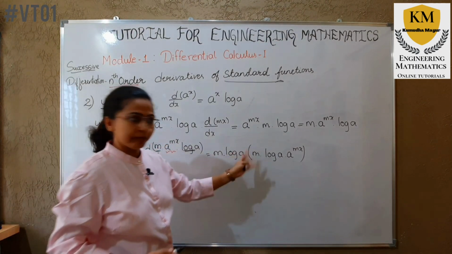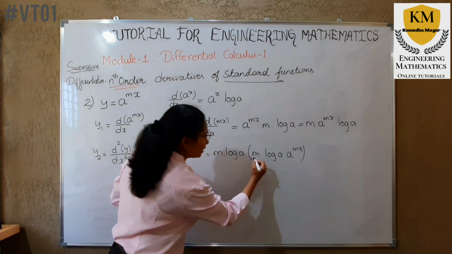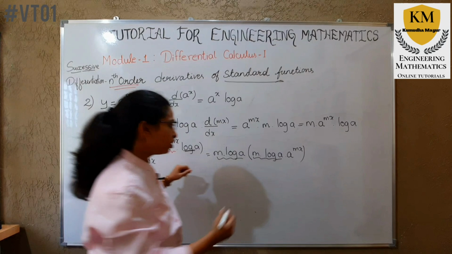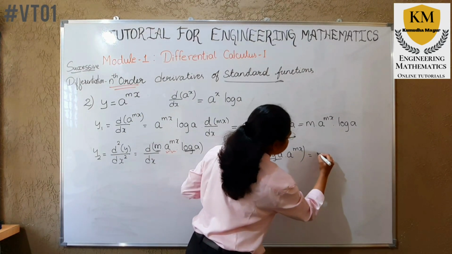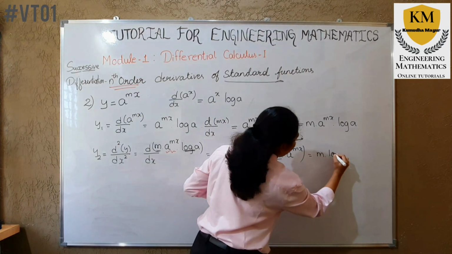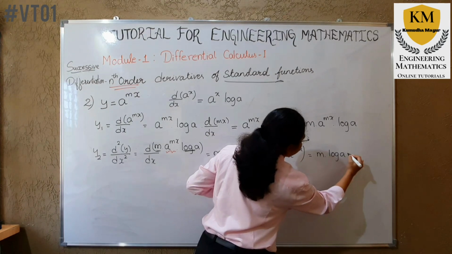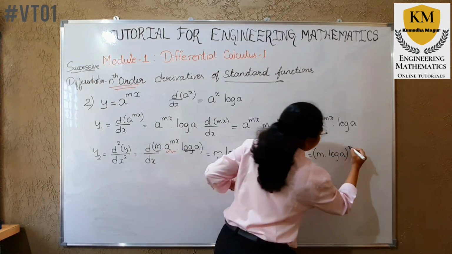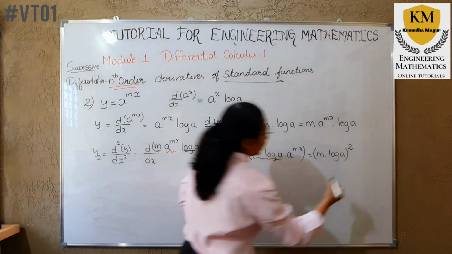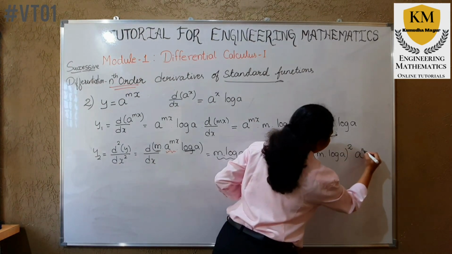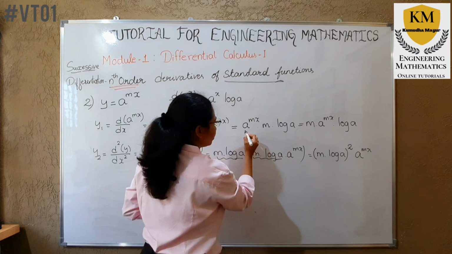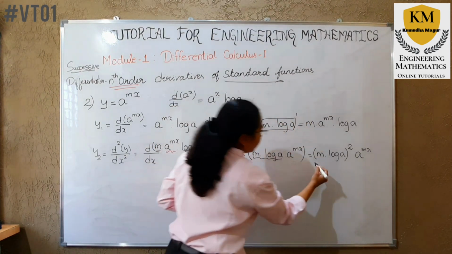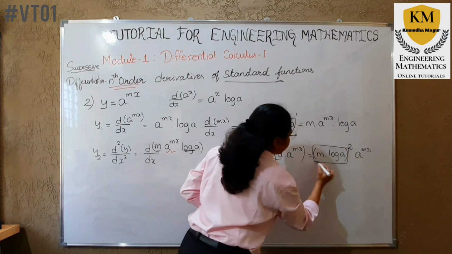So let me just simplify and write it. Here also you can say m into log a, and here also m into log a. So let me write this as m into log a into m into log a, that gives you (m log a) squared into a to the power mx. You can observe here m log a, here the power is 1 and here the power is 2.